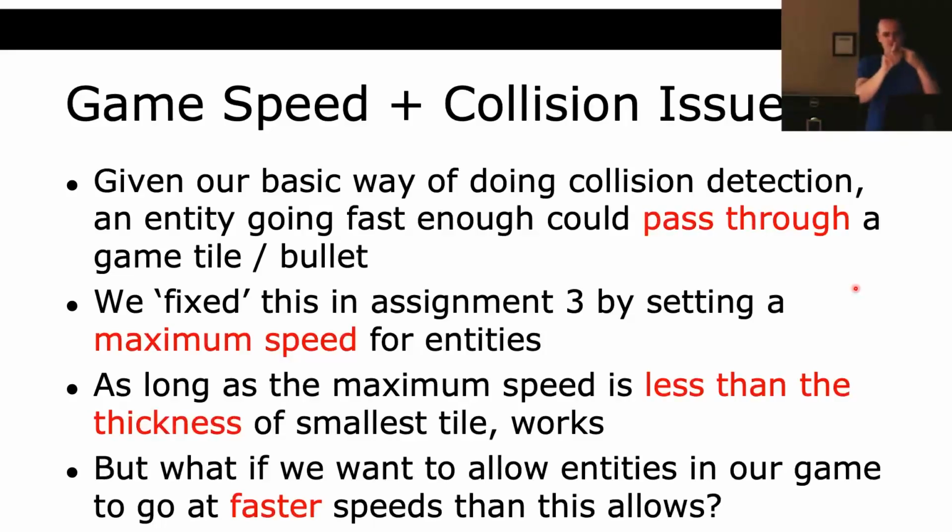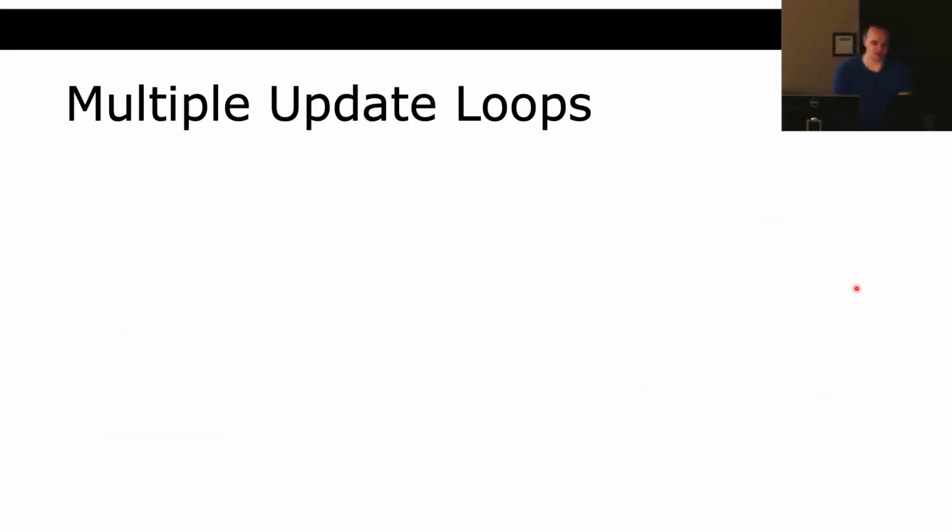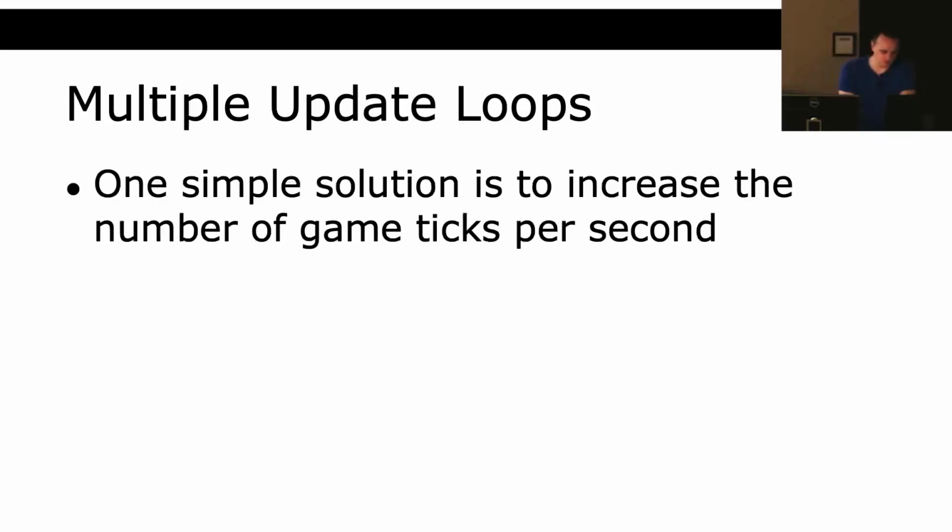The player will see it here, and then they'll see it over here. But is there any way that I can have a tile in the middle, but it still collide with the tile? Well, turns out that we can do that. And that is by doing multiple update loops.